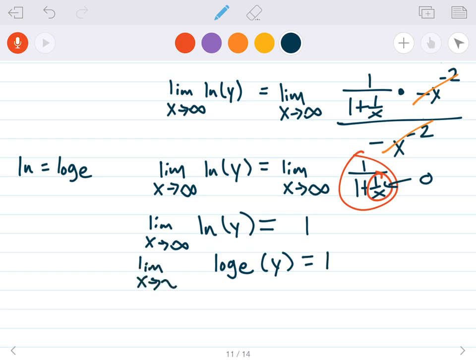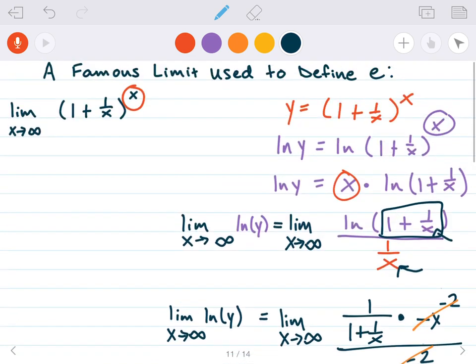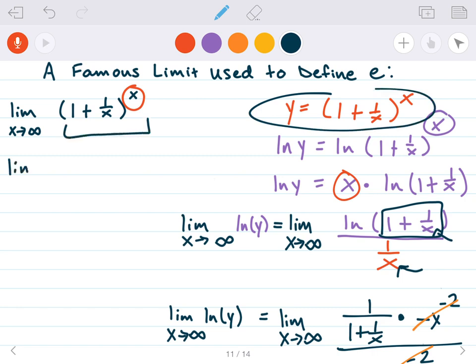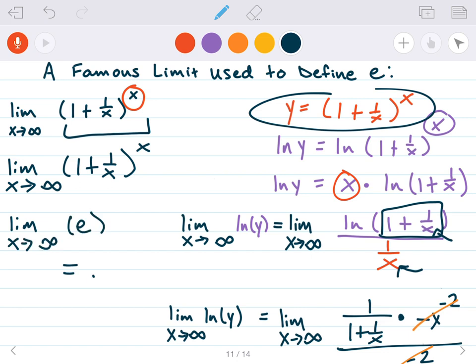And this limit as x goes to infinity is kind of irrelevant here. But basically what it's saying right here, using properties of logs, is that e to the 1 equals y, or simply y equals e. Okay? So y equals e, and therefore, we defined this guy as y, and so the limit as x goes to infinity of (1 plus 1 over x) to the x is just the limit as x goes to infinity of e, and so we just have e.